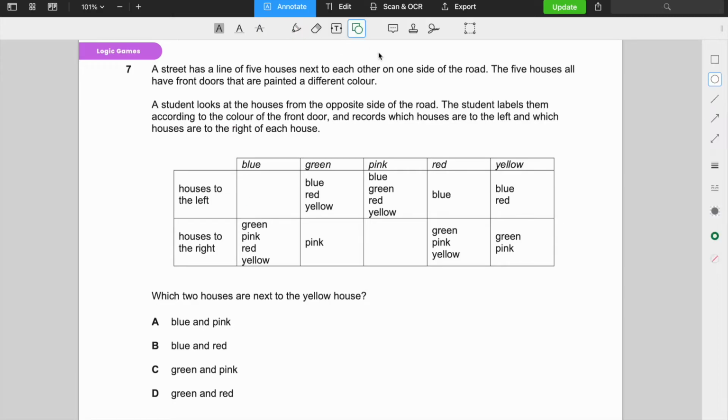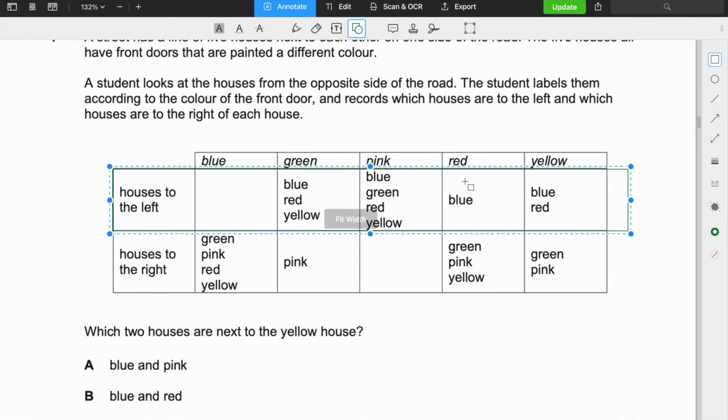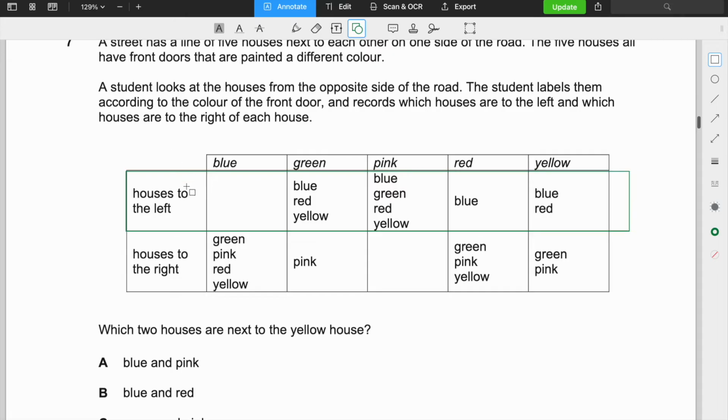So it doesn't matter which row you choose, but if we just focus on perhaps the top row, houses to the left. So if we look at blue, there are 0 houses to the left of blue. So what does that mean? That means that the blue house is on the very left, okay? So if you actually want to set up a diagram, let's do it quickly. There's 5 houses, right? So 1, 2, 3, 4, 5, okay? So for the blue house, there's 0 houses to the left of the blue house. That means blue has to be on the very left.